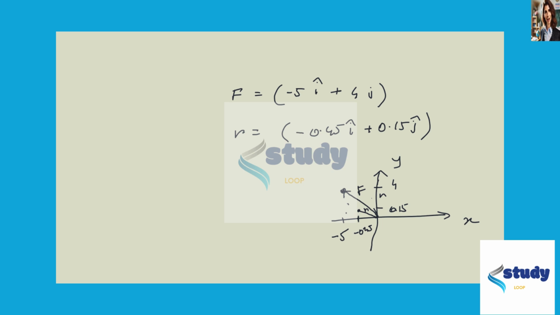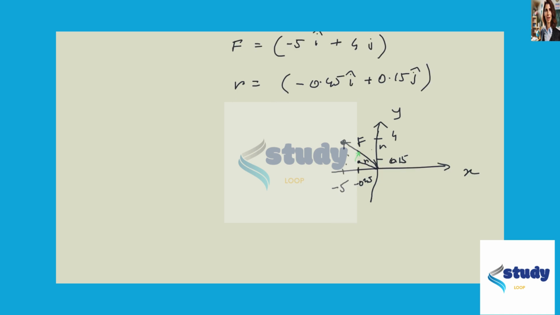Next, use the right hand rule to determine the direction of the torque. The direction of the torque will be from the R vector towards the F vector. You need to rotate the fingers of your right hand, and your thumb will point in the direction of the torque, so it's into the plane. For part B, the torque is directed into the plane.